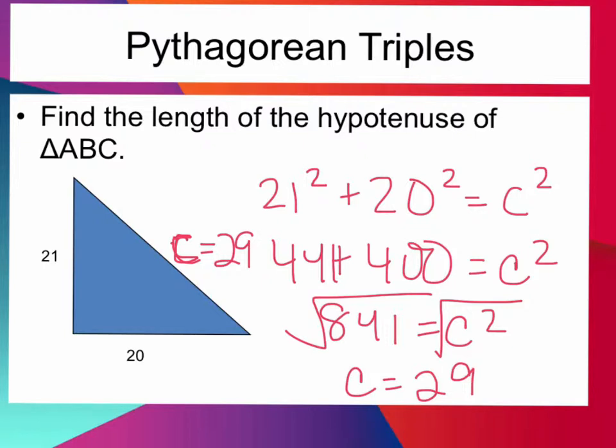Now, taking a look at this example, think about this. Could the side length of c be less than 20 or 21? Hopefully you answered no, because remember the hypotenuse is always the longest side. So our answer should have definitely been larger than 20 or 21. And it is, and it checks out. So this is a Pythagorean triple.